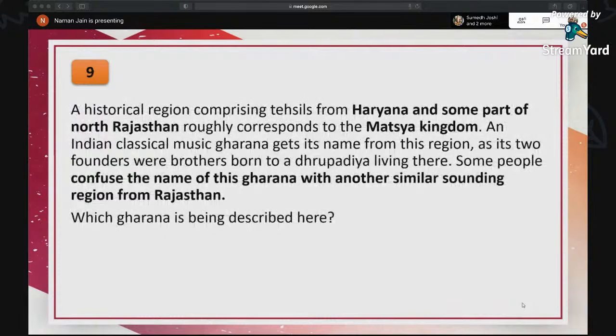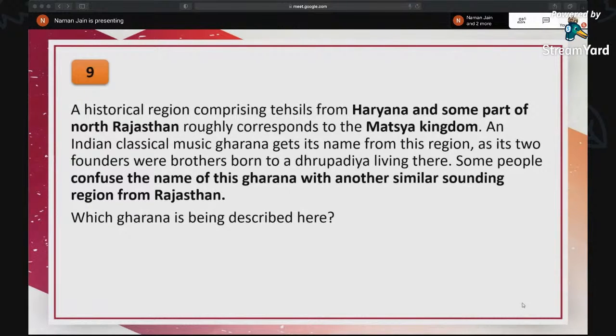Moving on, question number 9. A historical region comprising tehsils from Haryana and some part of North Rajasthan roughly corresponds to the ancient Matsya kingdom, or the mythological Matsya kingdom. An Indian classical music gharana gets its name from this region, as its two founders were brothers born to a Drupadi living there. Some people confuse the name of this gharana with another similar sounding region from Rajasthan.